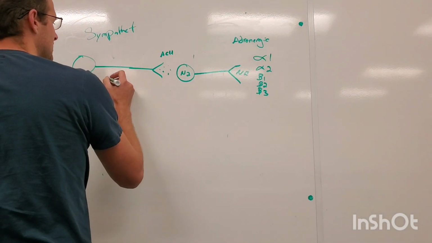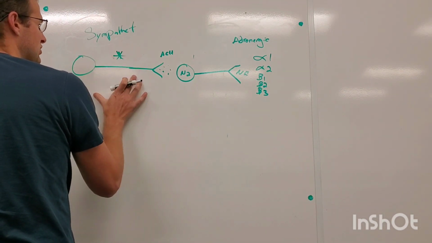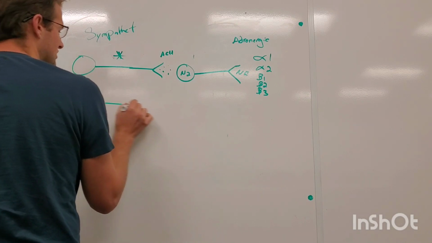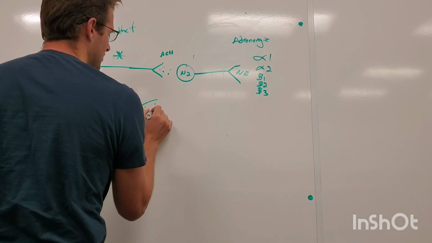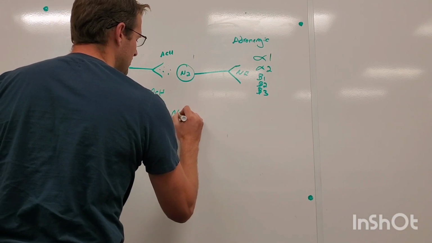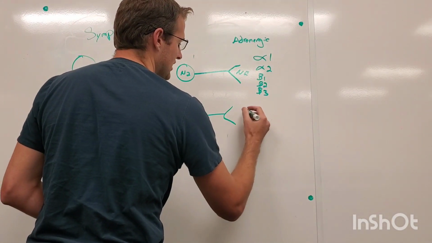This is what you're going to see a majority of the time. This is going to be your sympathetic pathway. There are some exceptions, but here, once again, we're coming here, we'll have our neurotransmitter. This is acetylcholine once again. An N2 receptor, and this receptor is going to go to generalized sweat glands.